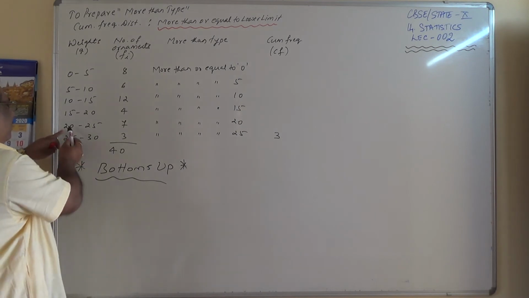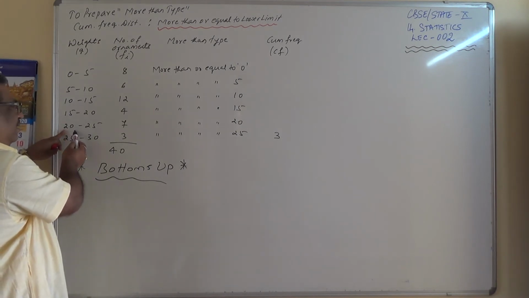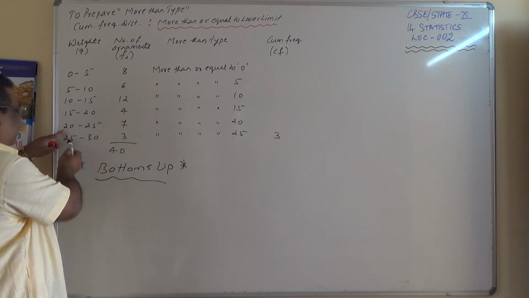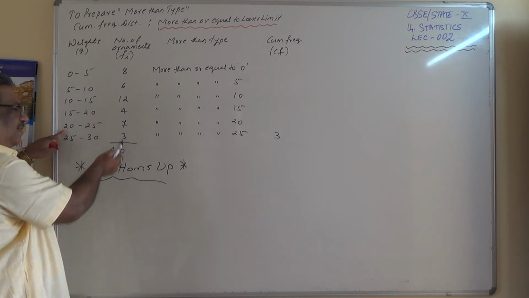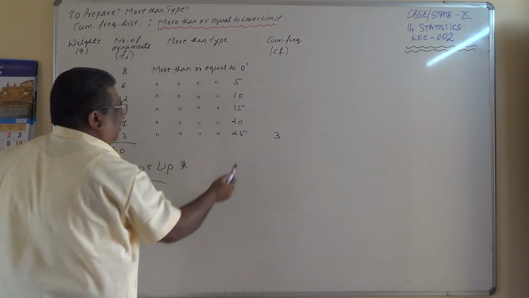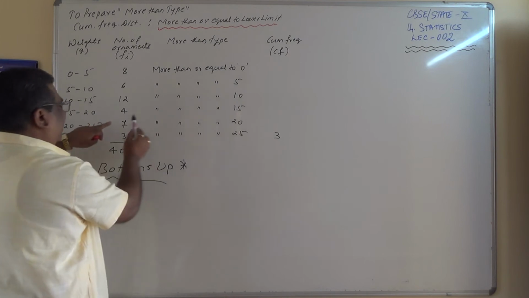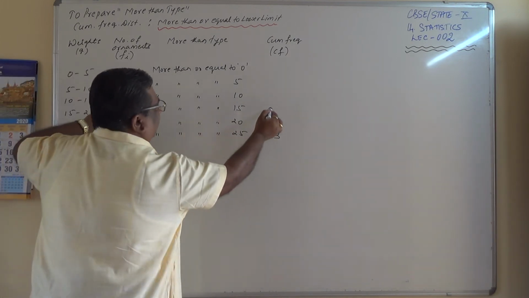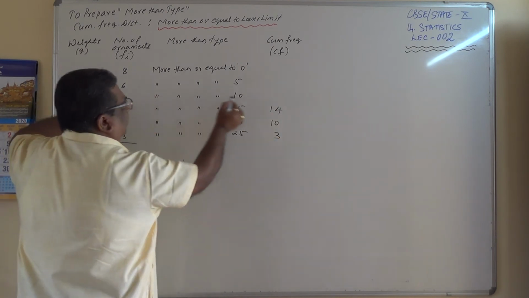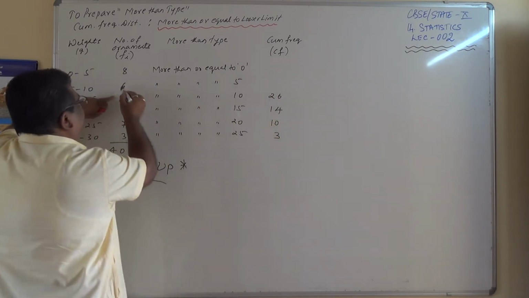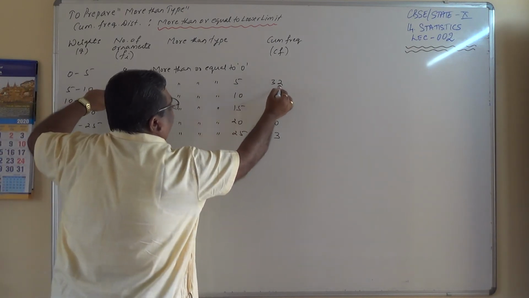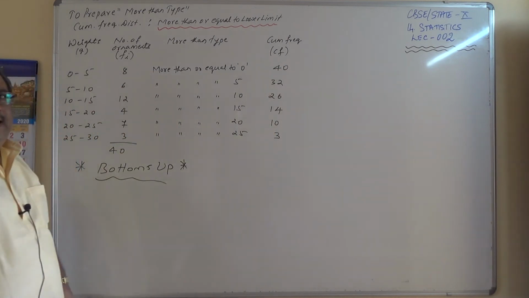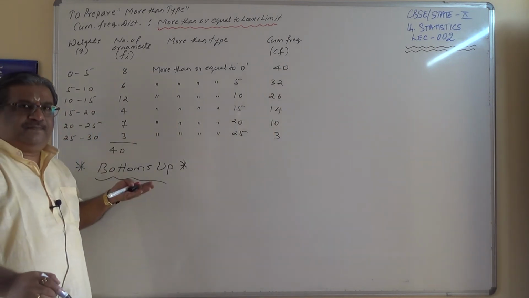More than or equal to 20, that should include more than 25 also. More than 27, and that should include 25 to 30 also, plus 3, 7 plus 3, 10. Therefore, 3 here. Next is 3 plus 7, 10. 10 plus 4, 14. 14 plus 12, 26. 26 plus 6, 32. 32 plus 8, 40. That's all. So this is called the bottoms up process.